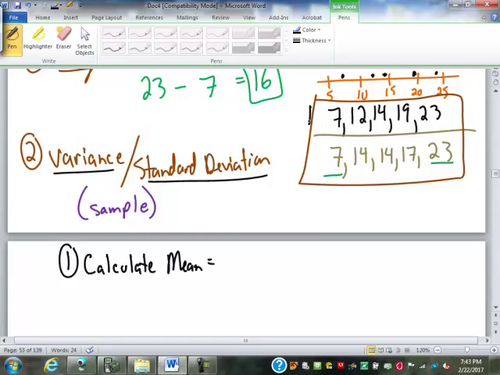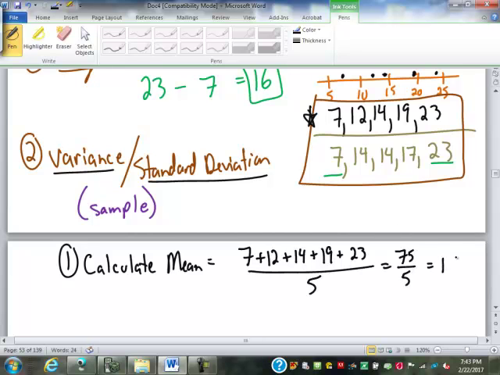So we're going to do the top set of numbers here. We're going to find the mean for 7 plus 12 is 19, plus 14 is 33, plus 19 is 52, plus 23 is 75. And there's 5 numbers there, so we're going to divide by 5. So that's a mean of 15.